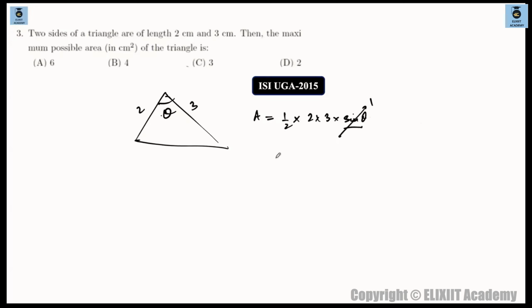1. Area will be half into 2 times 3. Once again 2 and 2 cancel out, so the maximum area will be 3 in this case. You can even solve this question without picking up the pen if you have the practice. So option C is correct.